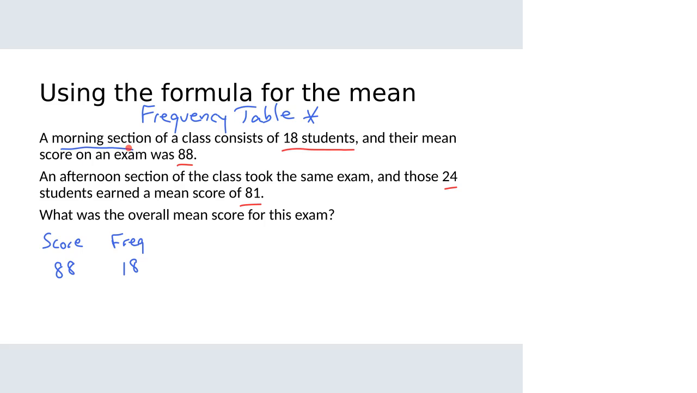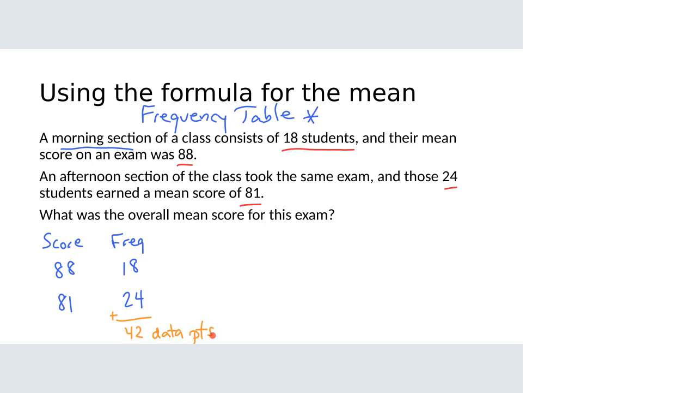And then in the afternoon section, the mean score was 81, and there were 24 students in there. And the reason we can use a frequency table here is we have a whole bunch of this data point, and we have a whole bunch of this data point. So it works beautifully for a frequency table. And now we're back to what we did last class, where we just want to find the mean for this frequency table. Well, that we know how to do. Very important number is the total. 18 and 24, there are 42 total data points.